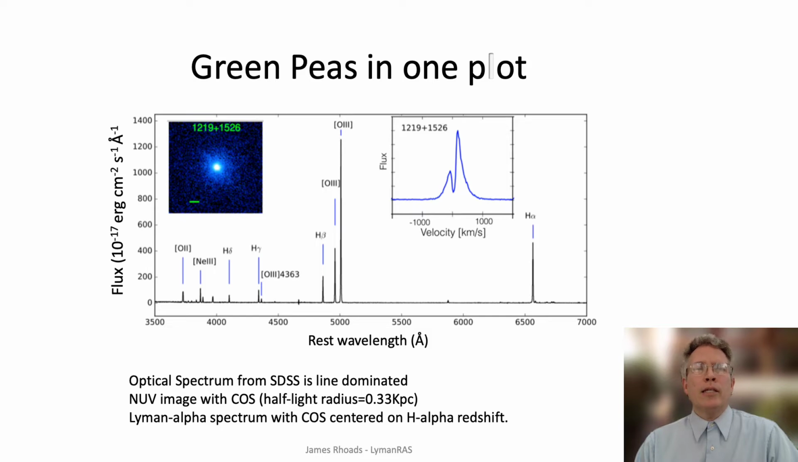This inset is an HST COS spectrum showing the Lyman alpha emission from a green pea galaxy. And finally here in this inset is a UV image from COS, and we'll hear more about the UV imaging and morphology from Kyun-Ho Kim later in the workshop.